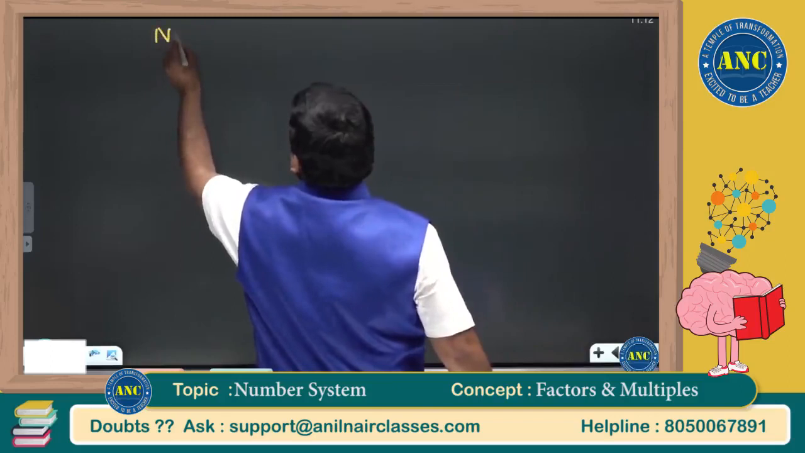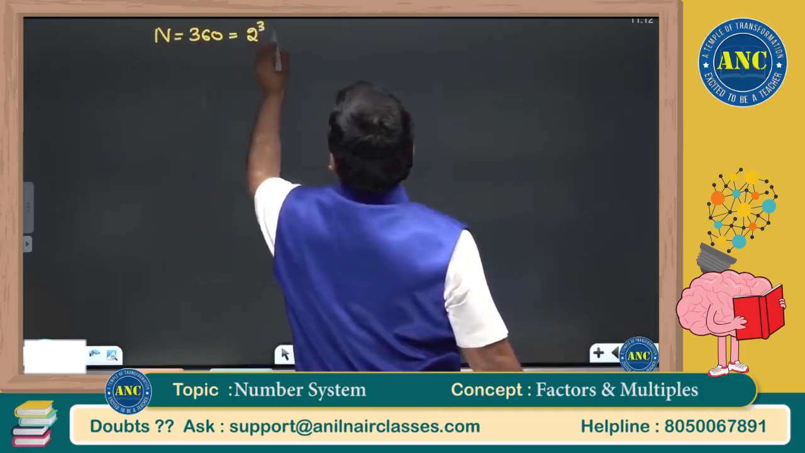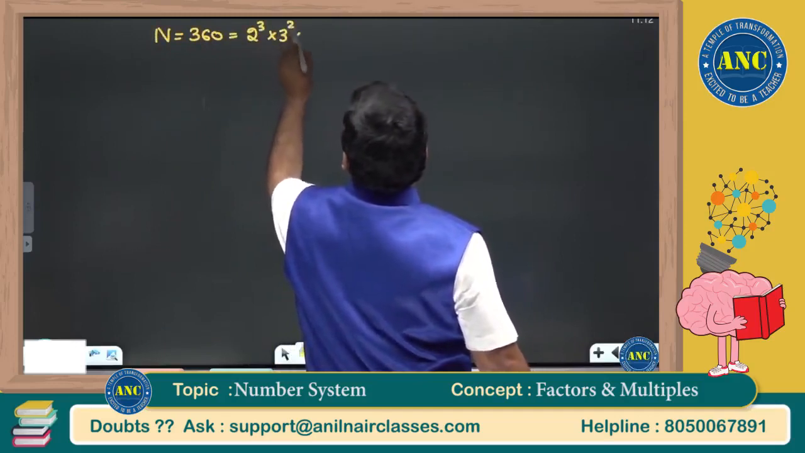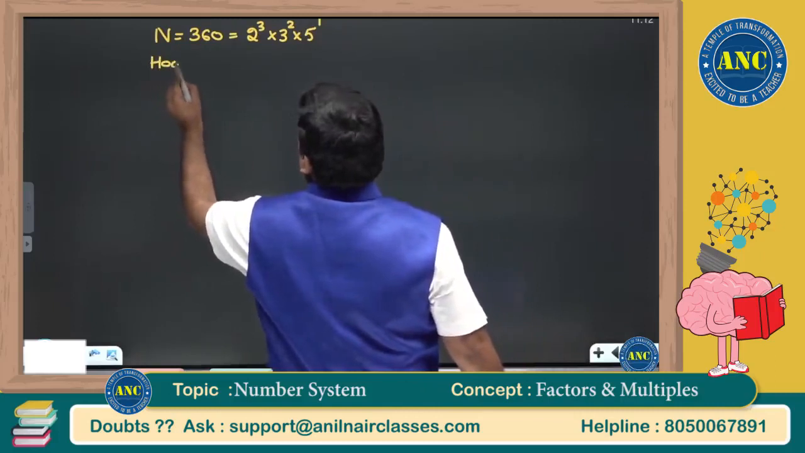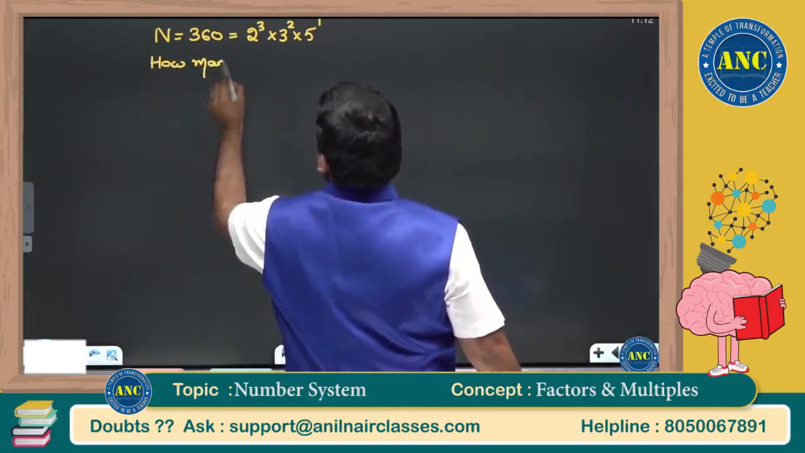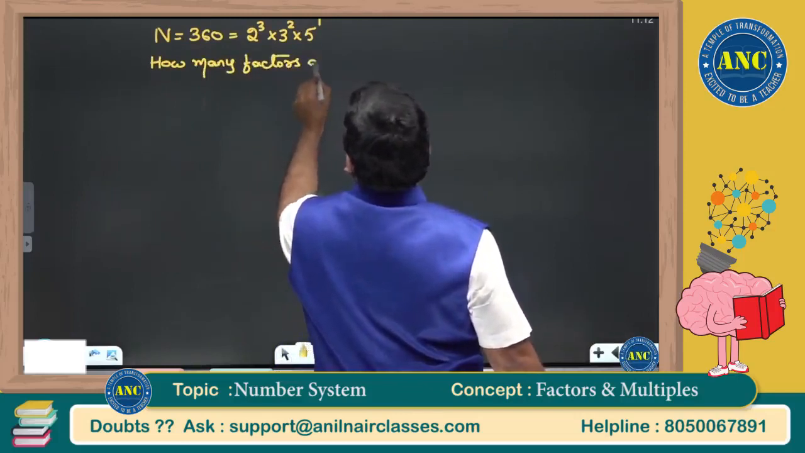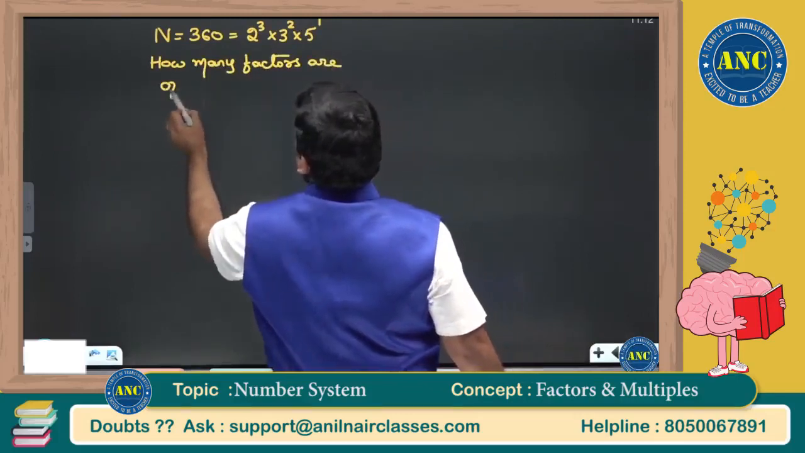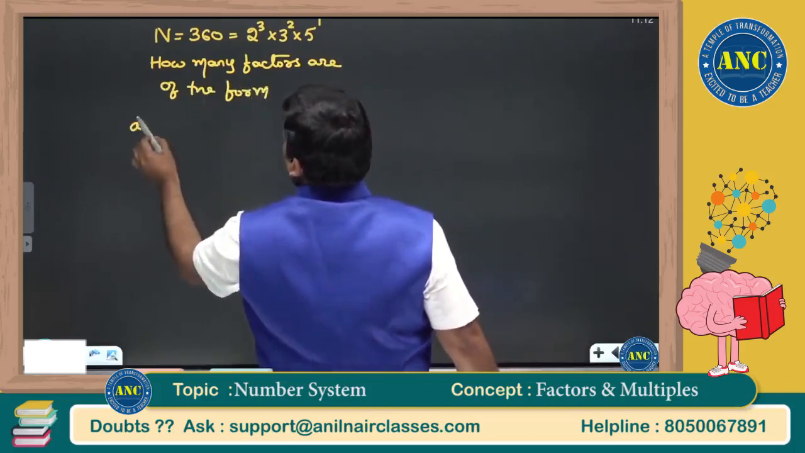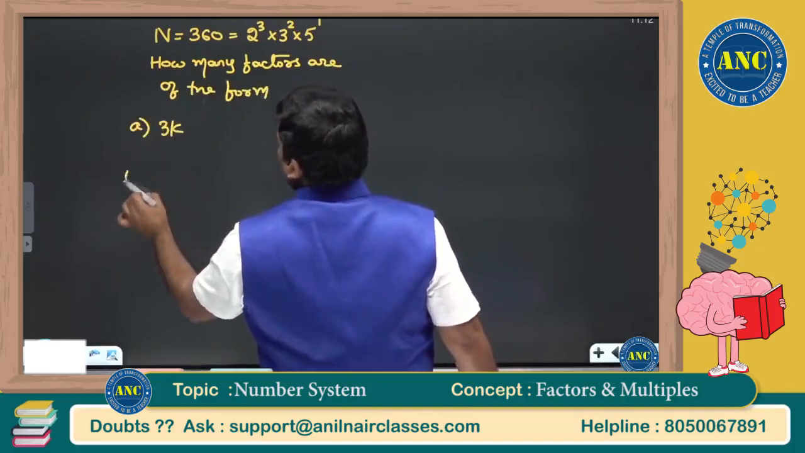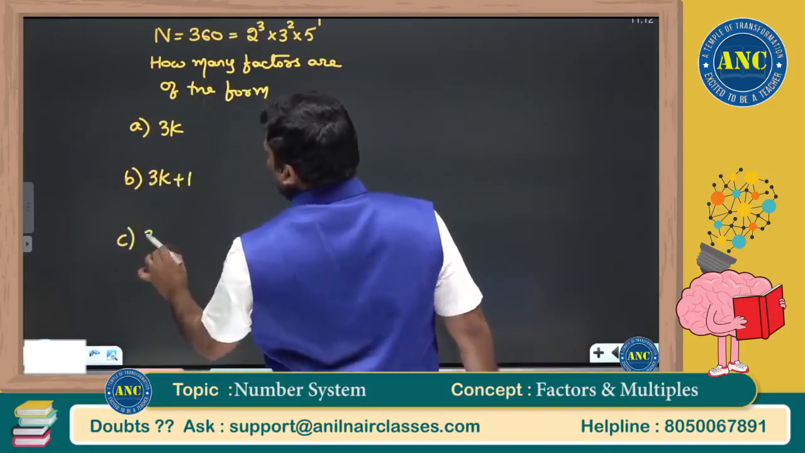N is equivalent to 360. Write 360 as a power of prime bases: 2 cube into 3 square into 5 power 1. How many factors are of the form 3k, 3k plus 1 and 3k plus 2?